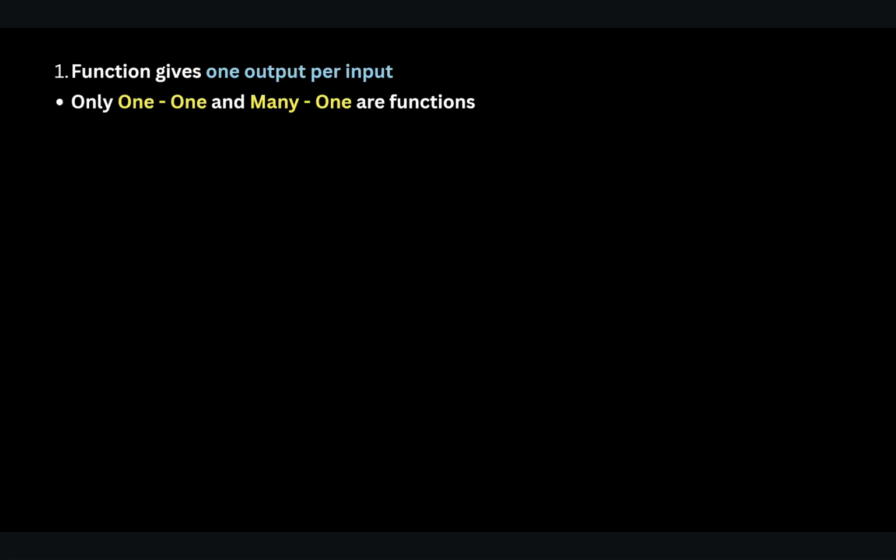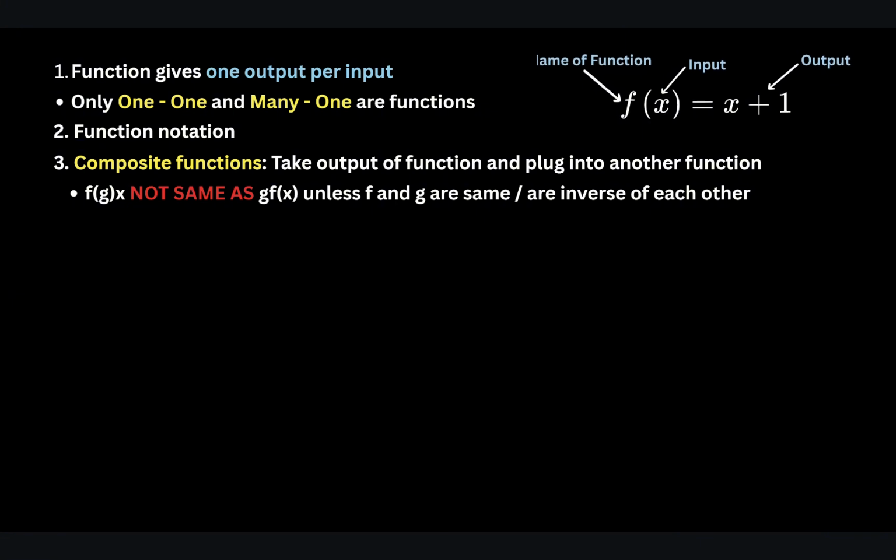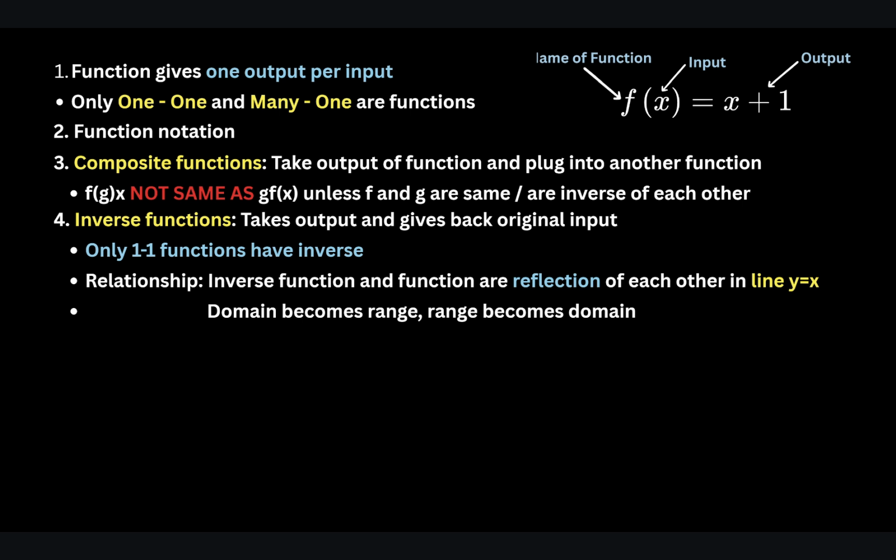Summary. Function gives one output per input. Only one-to-one and many-to-one are functions. Function notation looks like this. Composite function takes the output of a function and plugs it into another function. And f of g of x is not the same as g of f of x unless f and g are the same or are the inverse of each other. Inverse functions take the output and give back the original input. Only one-to-one functions have inverses.